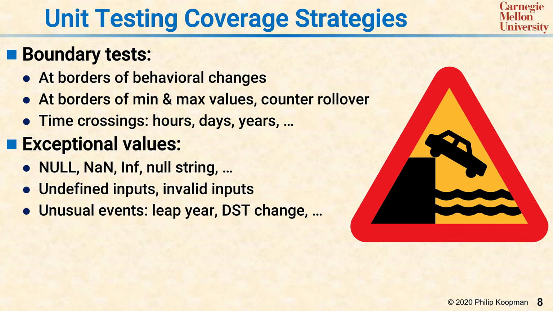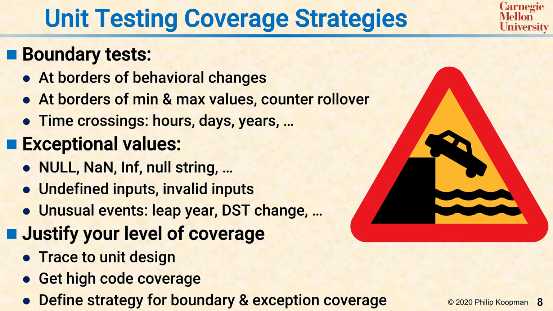When you think you're done unit testing, you should be able to justify your level of coverage. Is your software good enough if you only get statement coverage, or do you need MC/DC coverage? And did you cover all the special cases? Did you cover all the potential data issues? Did you look for divide by zero, and so on? It's important to define a strategy not only for structural and behavior coverage, but also for boundary and exception coverage to get good, thorough unit testing.